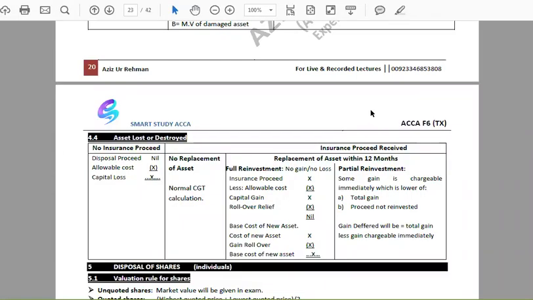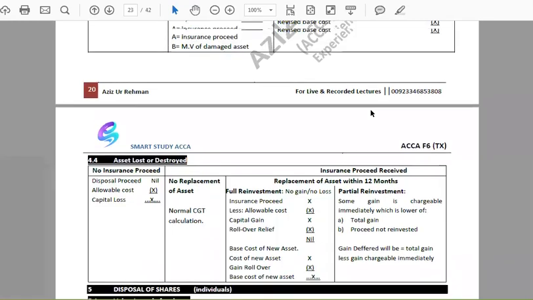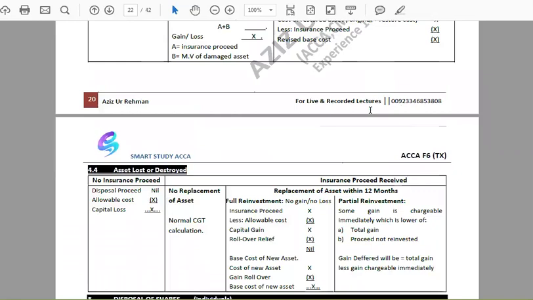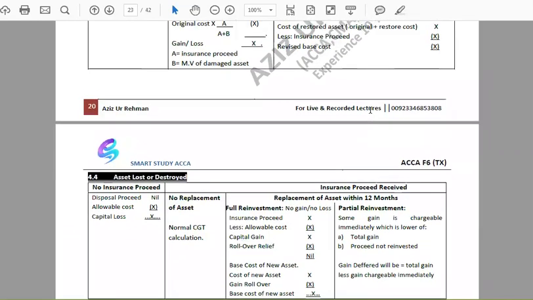And the last point which we are going to discuss today is asset lost or destroyed. Students, there is a difference between asset damaged and asset lost or destroyed. There is a difference.